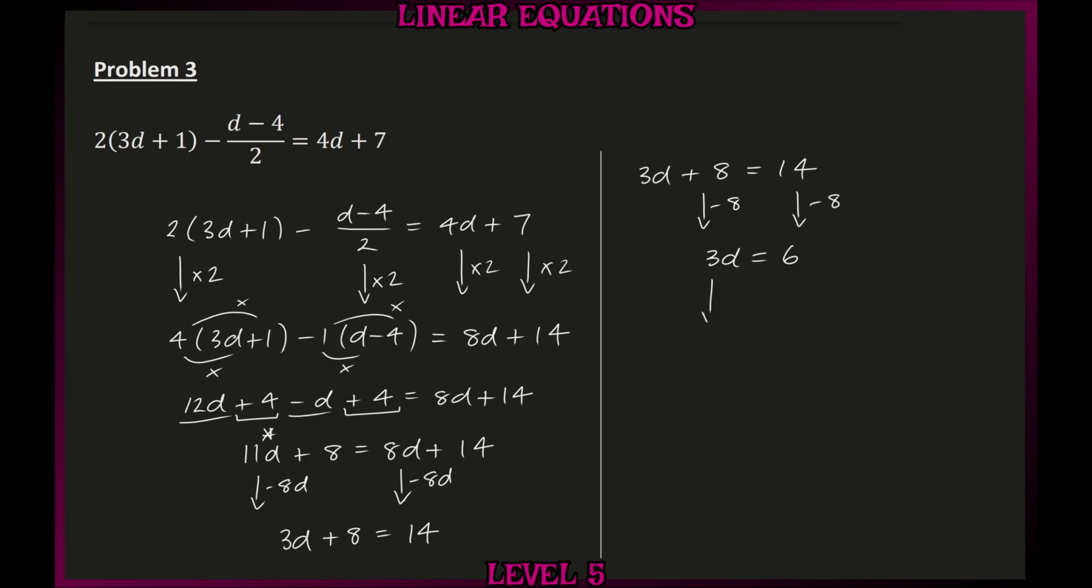Finally, we need to remove the times 3 in front of the d, and we do this by dividing it by 3 and doing exactly the same on the right. On the left, the times 3 and the divide by 3 cancel out to just leave us with d, and on the right, 6 divided by 3 is 2. So our final answer to problem 3 is d is equal to 2.